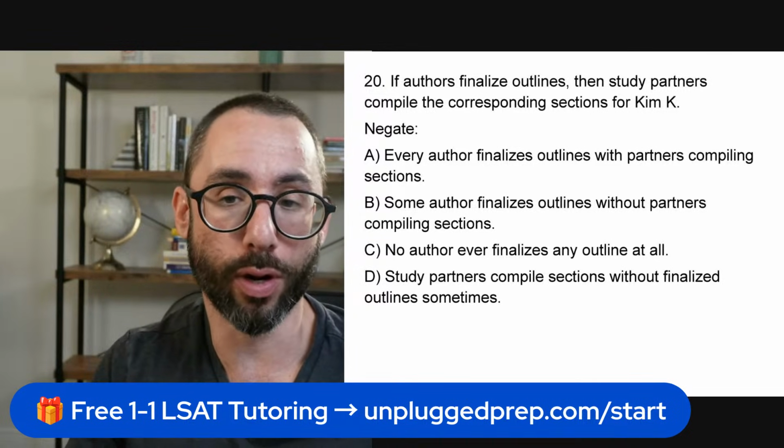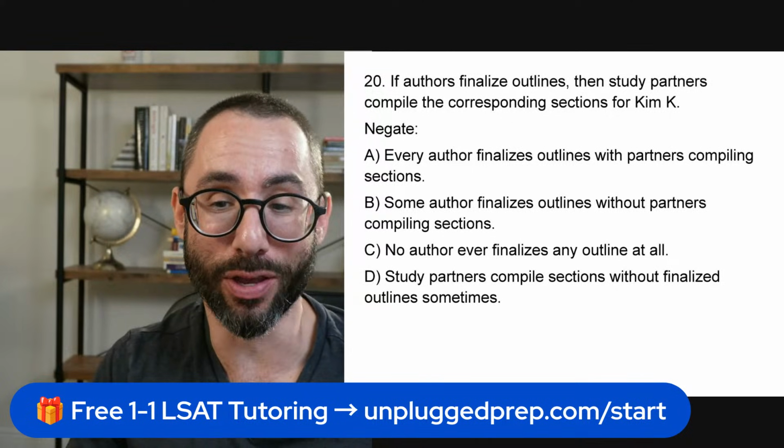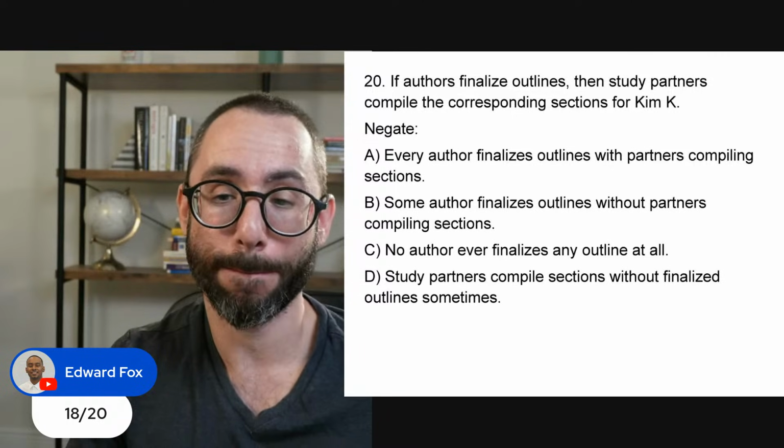Out of these first 20, please drop in the chat how many you got right out of the number that you did. I see Passion is 18 for 20. Edward is 18 for 20 as well. Awesome, you all are doing great.